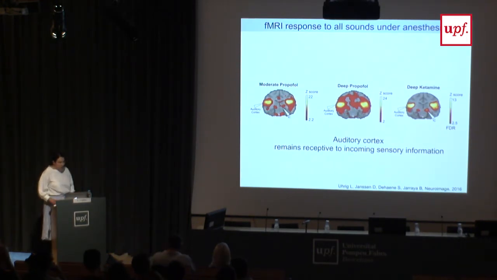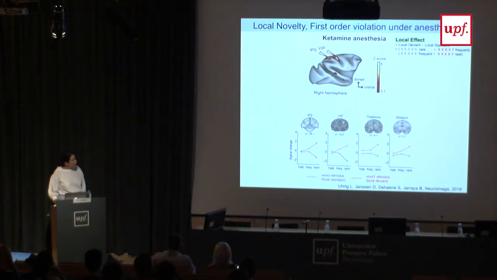So first, when you put all your auditory stimuli together, you see an activation of the auditory pathway, under moderate or deep propofol and under ketamine anesthesia. What is in yellow is the auditory cortex of the monkeys, whatever anesthetic you use.